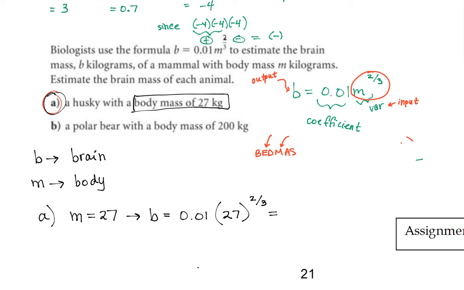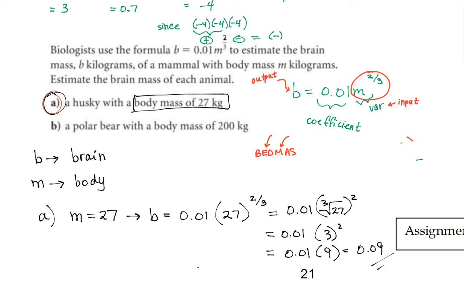If you want to do this by hand, this would be more of a multiple choice question, so you could definitely do this one in your calculator. You would have the cube root of 27, and then you square that. The cube root of 27 is 3. 3 squared is 9. And your final answer is 0.09. Definitely probably could have put that in the calculator right off the hop.